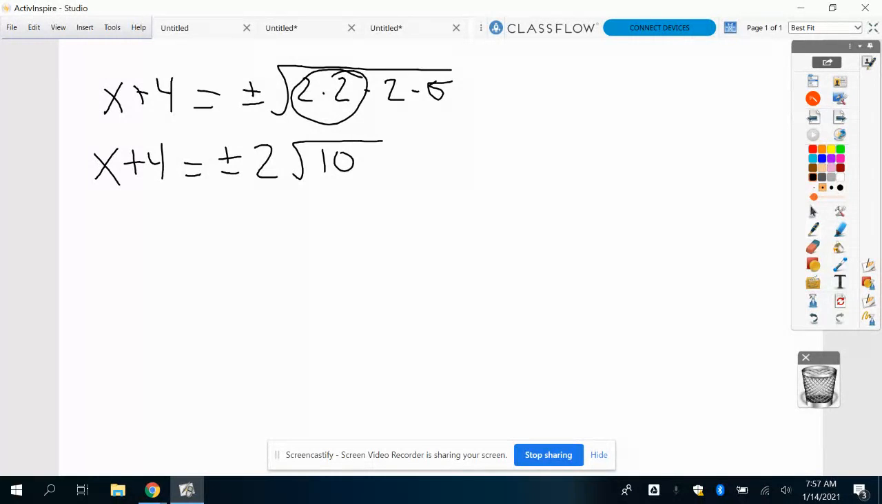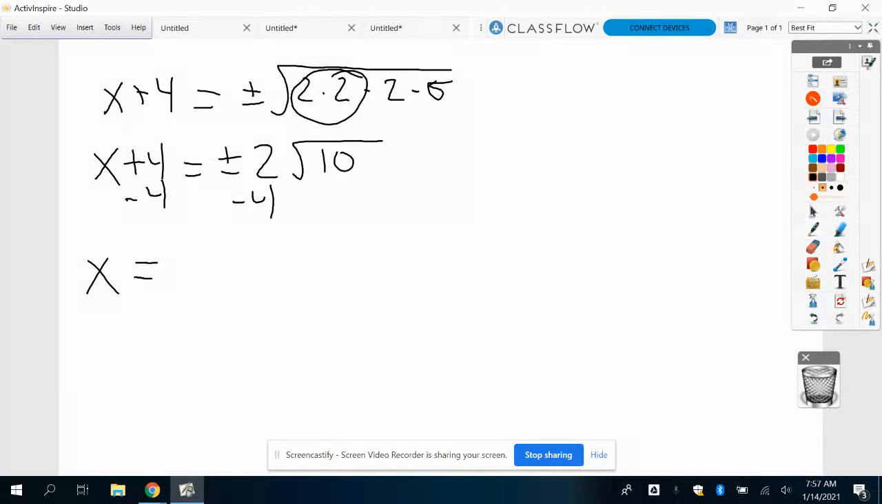So once we square root, that was step 6. Step 7 now is just to solve. So what we want to do is subtract 4 from both sides. And when we do that, we get x equals, now you have a few different options for the way you can write this.